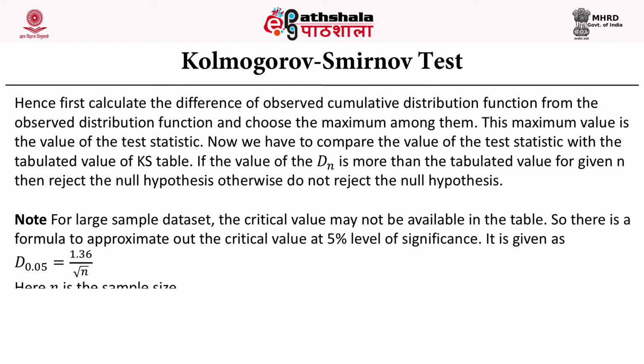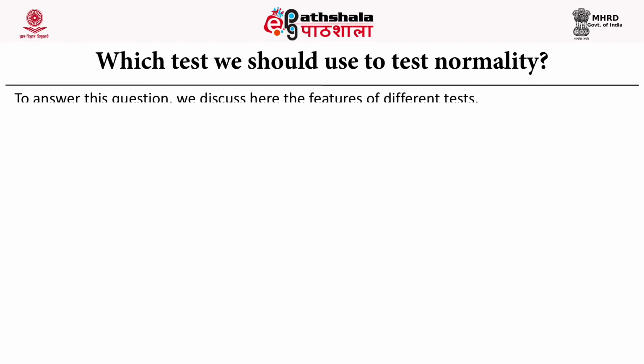For large sample data sets, the critical value may not be available in the table. So there is a formula to approximate the critical value at 5% level of significance. It is given as D with 0.05, which is equal to 1.36 divided by square root of n, where n is the sample size.